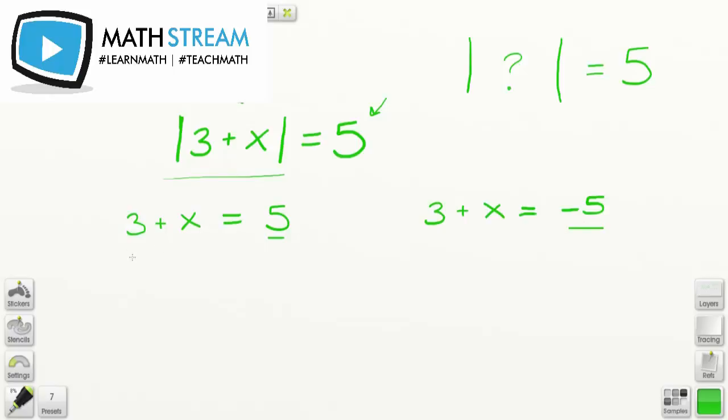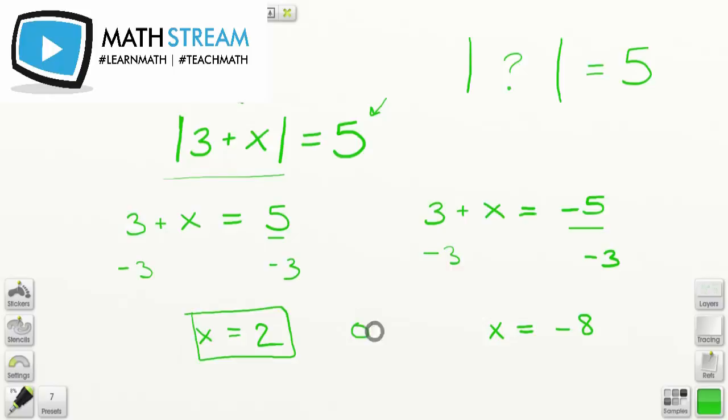We would try to isolate x. That means I'm going to get rid of the 3, subtract 3 from both sides. I get x equals 2. Come over to my second example. Same idea. We need to get x by itself, subtract 3 from both sides. Now I get x equals -8. So there are 2 solutions here. X can equal 2, or, and that's the key word here, or x can equal -8.